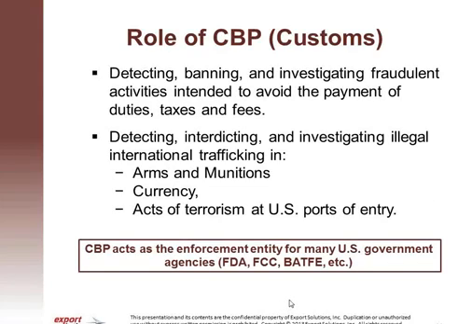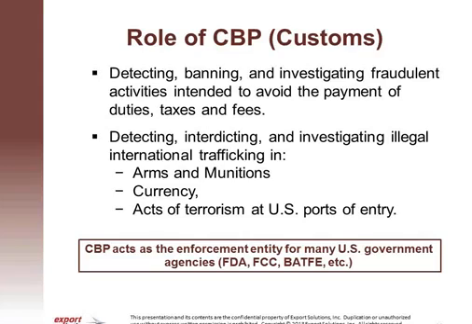They are also responsible for detecting, banning, and investigating fraudulent activities intended to avoid payment of duties, taxes, and fees. So really they're looking at the paperwork to make sure that the value is correct and that you're paying the appropriate duties assessed to the imports. One of the things that most people don't realize is most of the money that was raised by the government up until like the 40s, I believe, was done through U.S. customs taxes and duty payments.